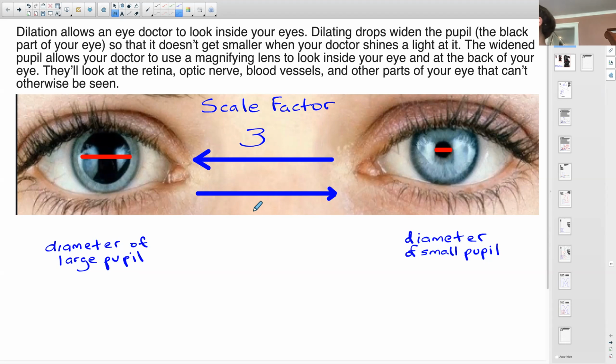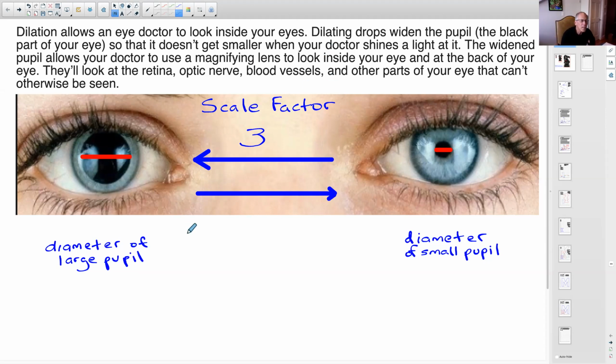Now, do you guys know why eye doctors like to do that? Eye doctors have to put drops in your eyes, and they do that so your eyes open way, way up, and they could put light into your eyes and see what's going on in the back. So they take a magnifying glass and they look inside to your retina, your optic nerve, your blood vessels, and other parts of your eyes that can't be seen otherwise.